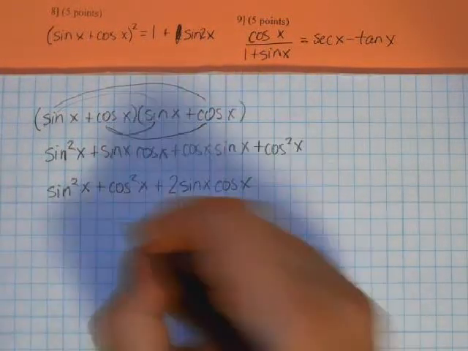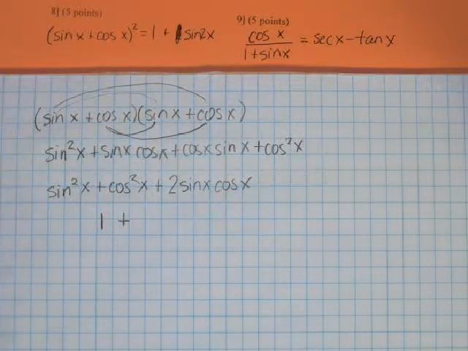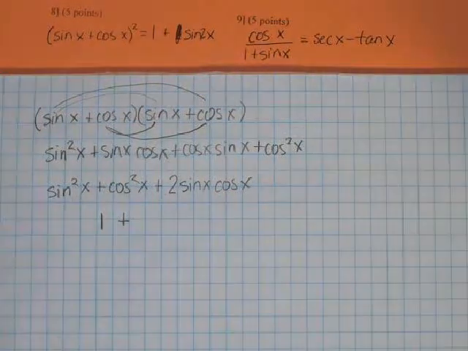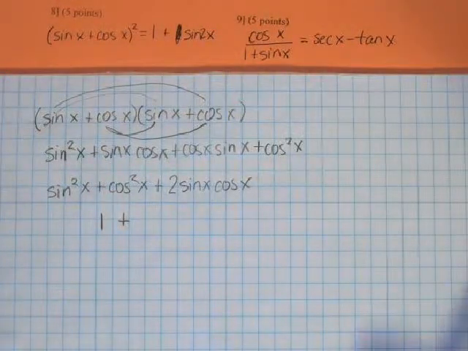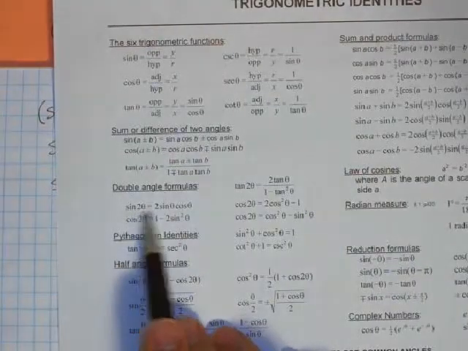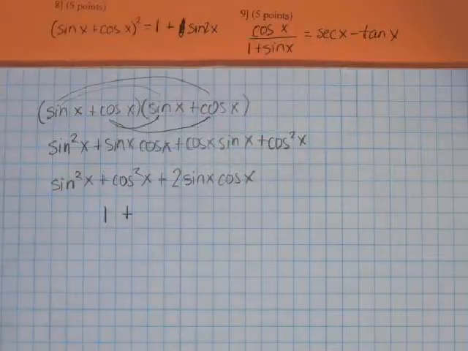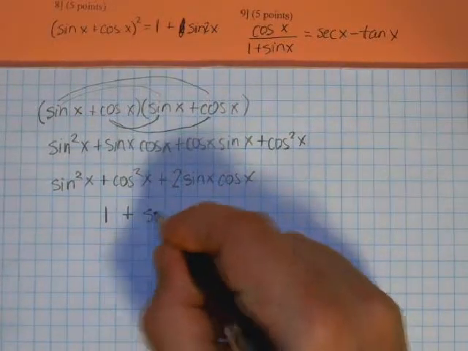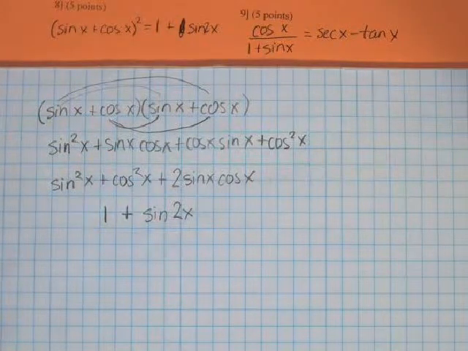Well, we know that sine squared plus cosine squared is equal to 1. And then looking at our double angle formulas, which you should have done since you saw the sine of 2x there, we see that sine of 2 theta is equal to 2 sine theta cosine theta. So, we're done. We get 1 plus 2 sine x.